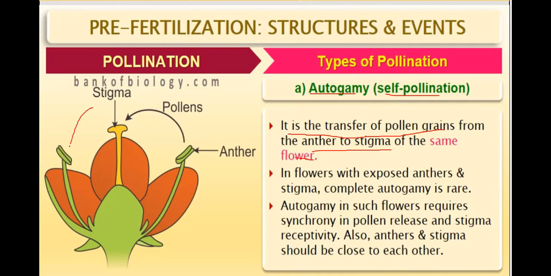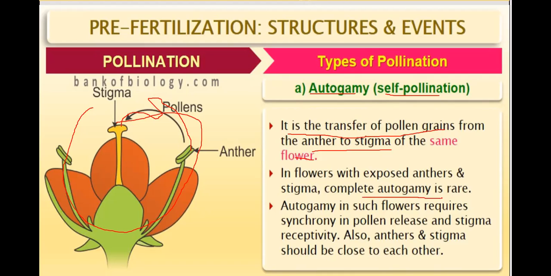So this flower is having anther. From anther, there will be production of pollen grain. Pollen grain will land from here on the stigma of the same flower. So this is called what? Self-pollination. In flowers with exposed anther and stigma, complete autogamy is rare. If flowers are opening, there is a chance that pollen grain from some other flower may also land on the stigma. So if the flower is having exposed anther and stigma, complete autogamy is rare.